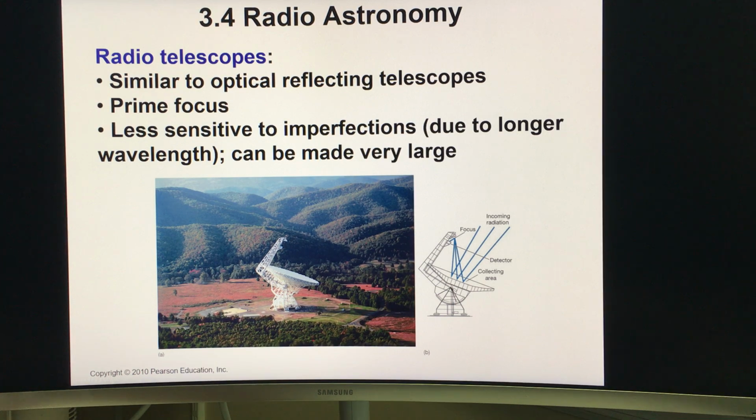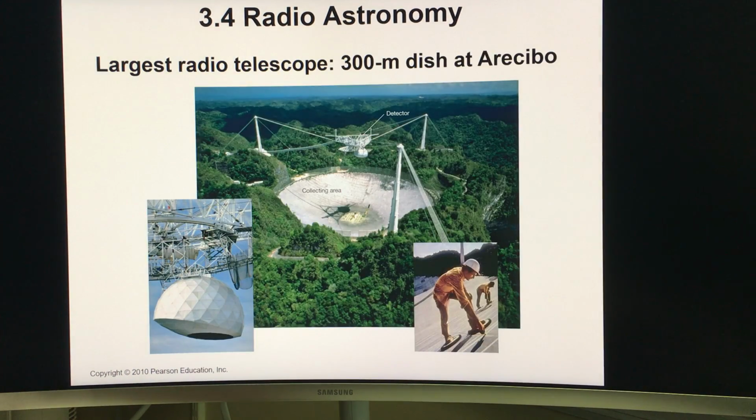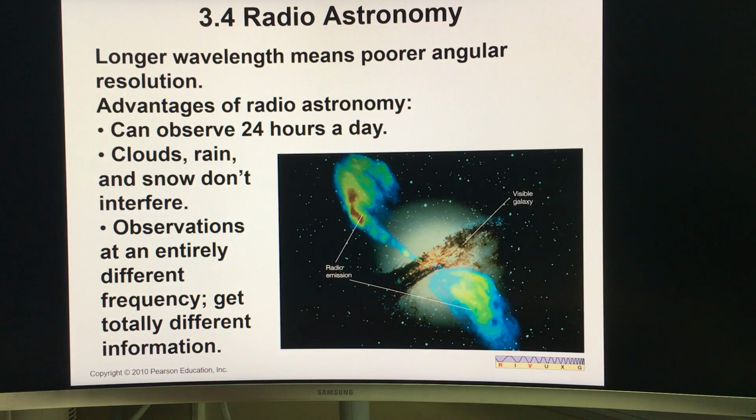But because radio waves have very long wavelengths, the radio telescope can be made very large. This is some of the largest radio telescopes. On the other hand, longer wavelength means poor angular resolution, so the image of the radio waves is not that clear.